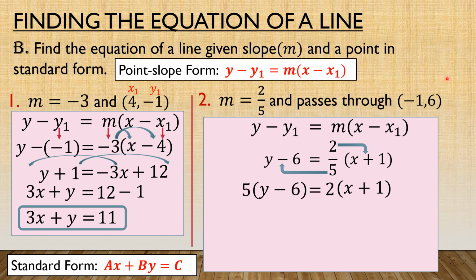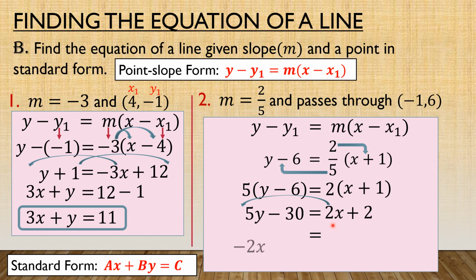So, this time, didistribute na lang natin yung mga factors na nasa harap. So, we have 5 times y is 5y. And we have 5 times negative 6, which is negative 30. Equals, ito rin, didistribute din natin yung 2. 2 times x is 2x, while 2 times 1 is 2. Okay, pupwesto na lang natin into standard form. So, nakikita nyo ba kung sino yung wala sa pwesto dyan? Ang wala sa pwesto ay itong 2x na to. So, dapat nasa left side siya.